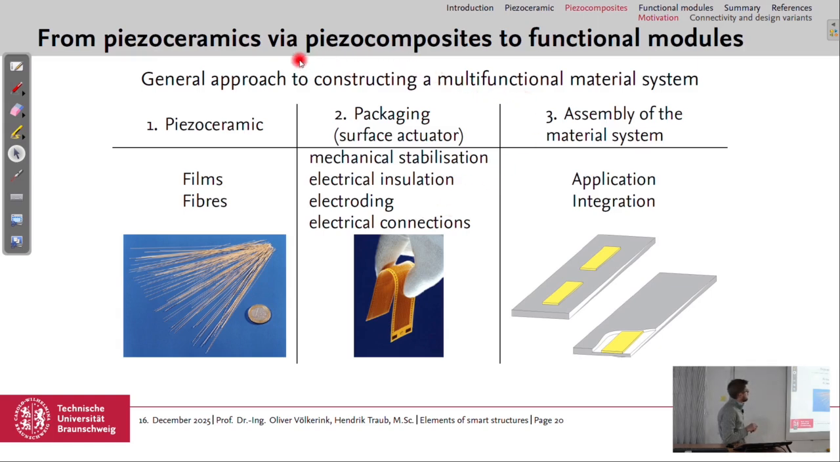So we have an overview again. We first spoke about the piezoceramics as films or fibers, how to manufacture them. And now we're going to have a look at the packaging to build really the surface actuator, the functional module, where we need mechanical stabilization, the insulation, electroding, and also the electrical connections. And then we can just apply them or integrate them into the material. And structural integration is the topic of the last lecture today in fiber composite materials.